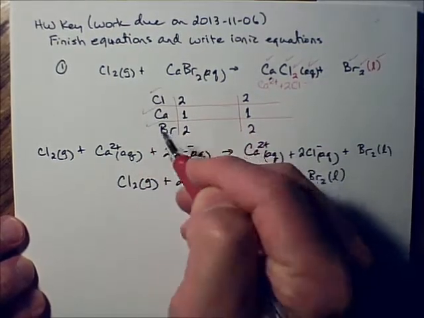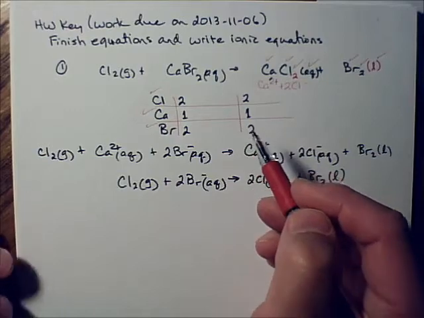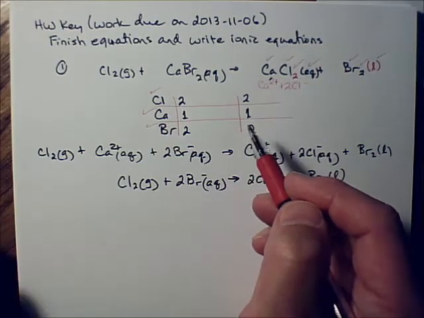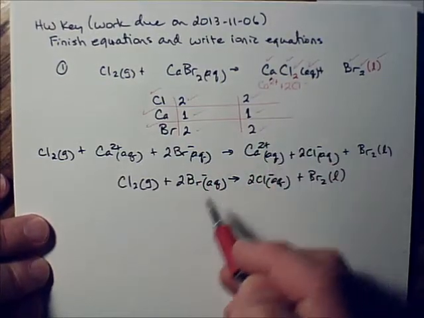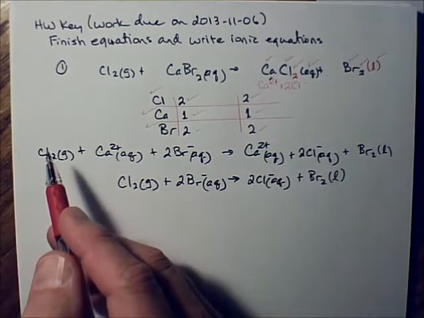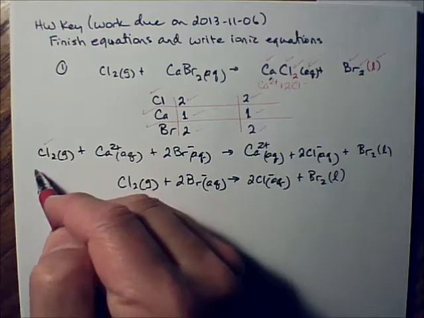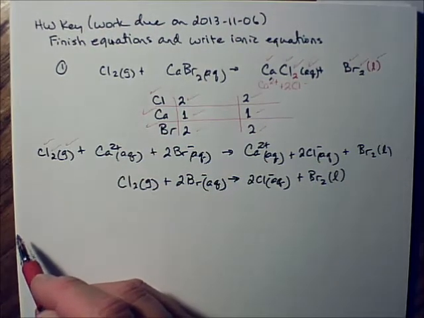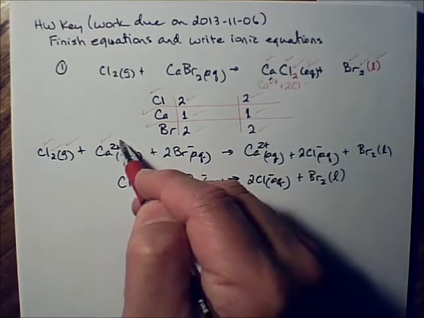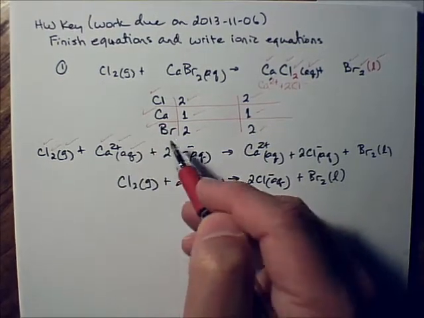Each of the elements you list in your atom inventory are worth a point, and the counting of them are all worth points, so there's another 9 points. The fact that you wrote chlorine, the symbol, and the subscript 2, and the gas physical state, those are all worth points. Calcium symbol, charge, and physical state is worth a point.